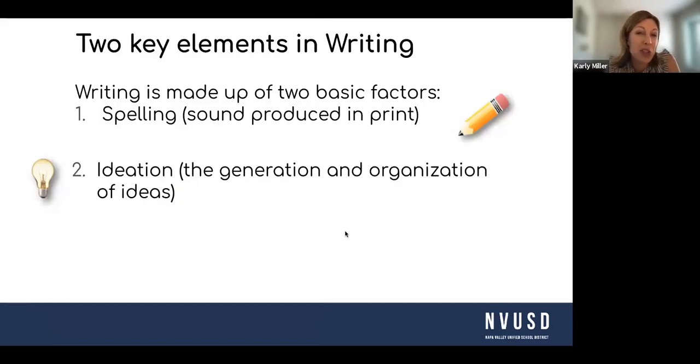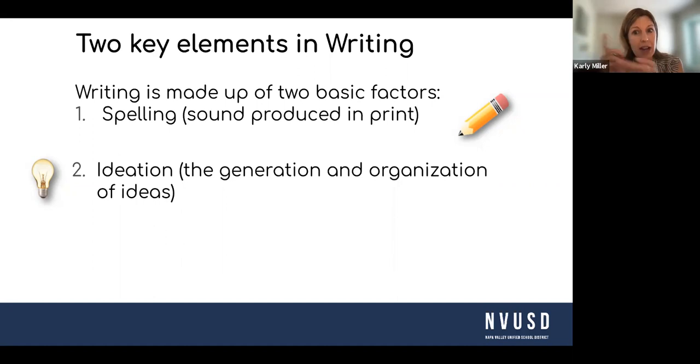Okay, so there's two key elements in writing that we need to remember. The first is the spelling, and it's the actual sound produced in print. So that is your pencil to your paper, and I'm going to stretch the word, and the word is cat. So I'm going to say cat. And I'm going to begin to sound it out. And I'm going to say, what's the sound that k makes? C. What's the sound that a makes? A. What's the sound that t makes? T. So, and then that's the basic piece, right?